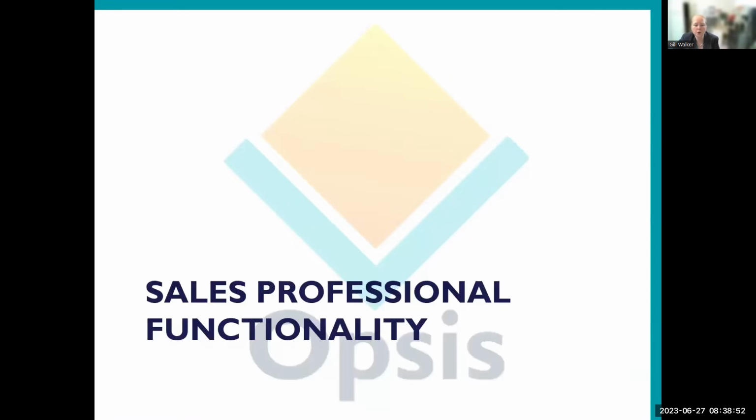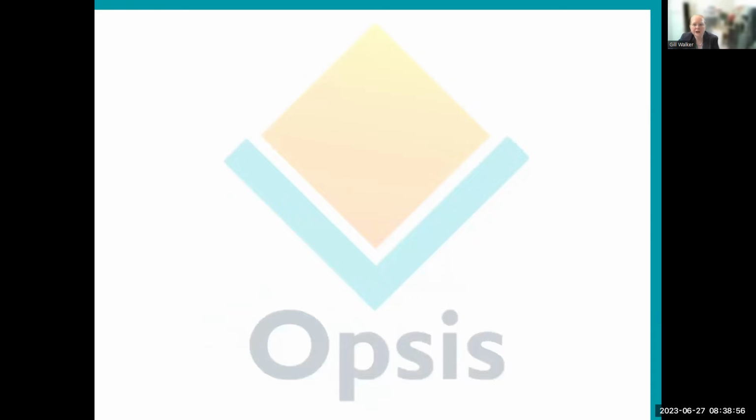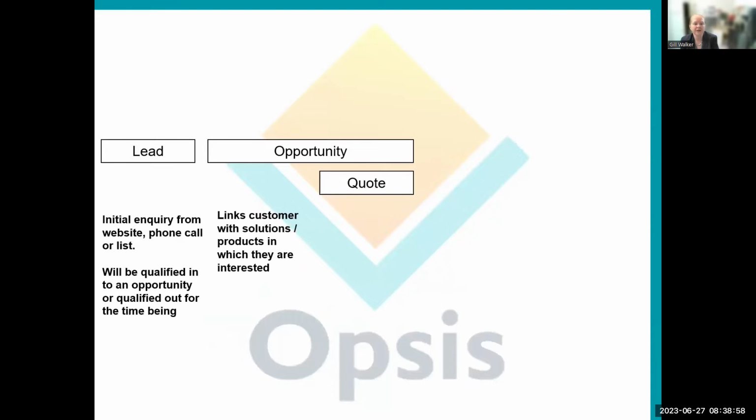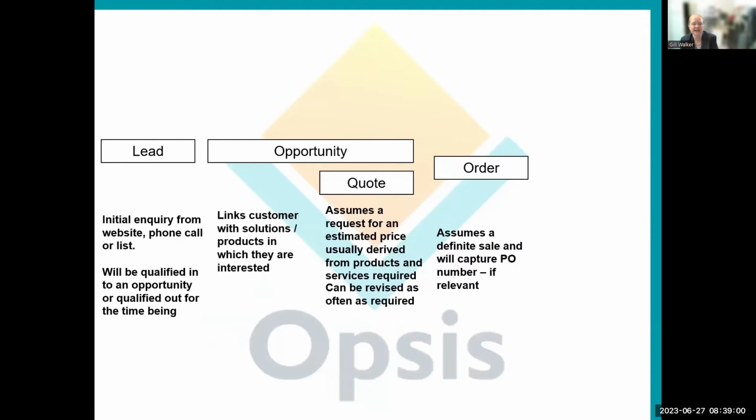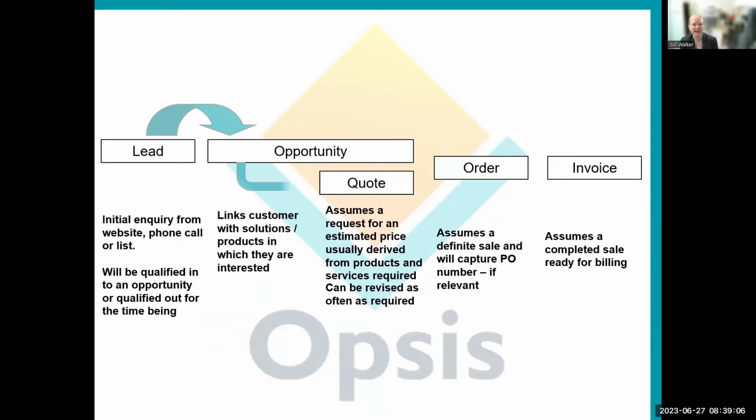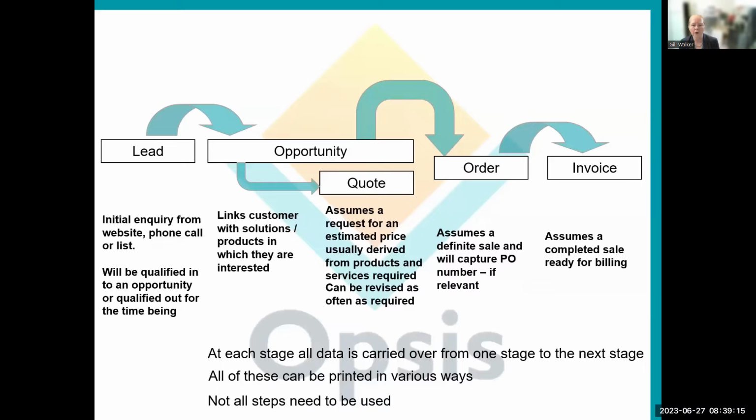So what do we get in sales professional? We do get all of the standard lead to cash process. So you can take things through from lead, create an opportunity, generate a quote so the prospect knows what it will cost, then an order, and finally an invoice so that you get paid and you can do it all again.